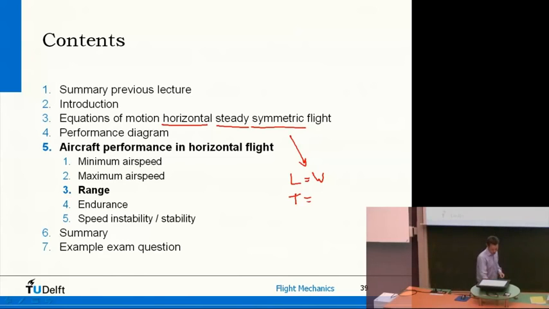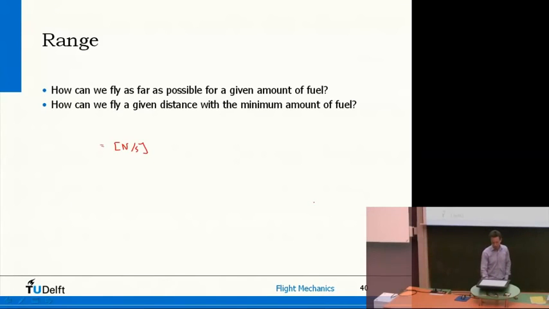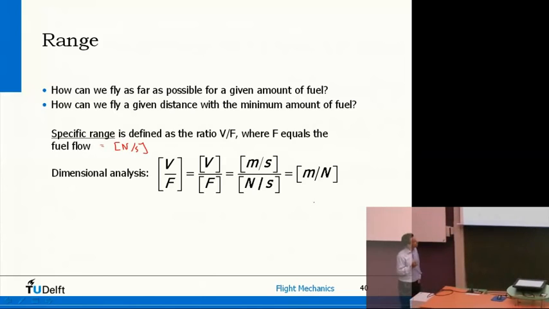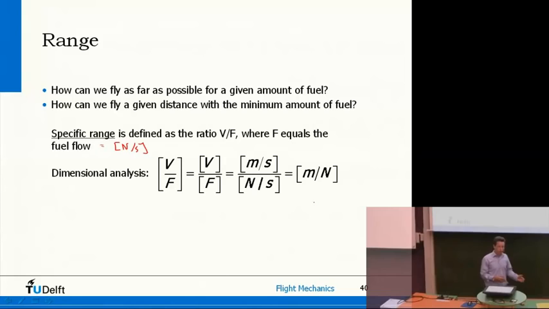Okay? Now, if you talk about range, and this sheet, I'm sure you've seen this before last week, we defined one parameter which is called specific range, and it's defined as airspeed divided by fuel flow. So fuel flow is the amount of fuel that you use per second, and if you divide airspeed over fuel flow, you get meters per second divided by newtons per second. So it's the meters you can fly per newton of fuel.